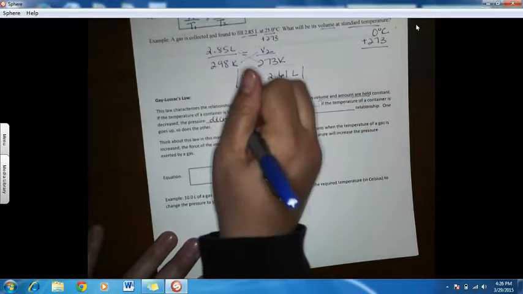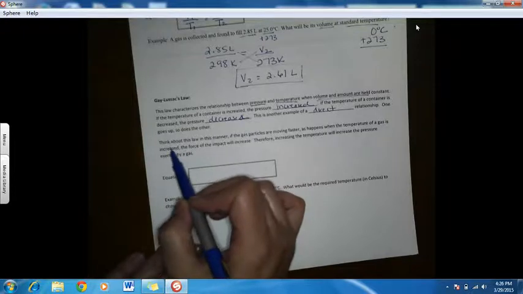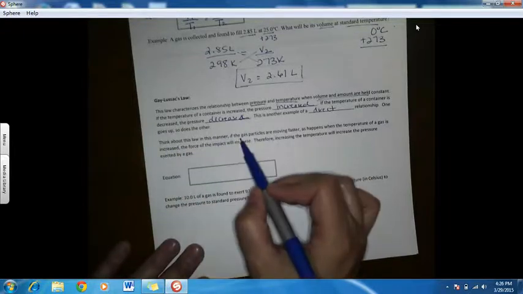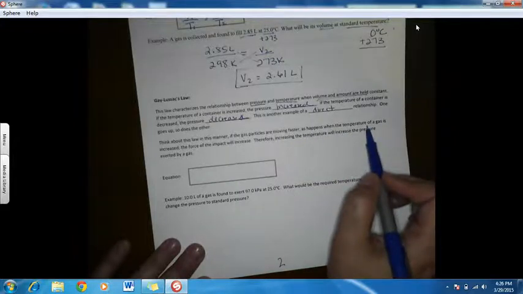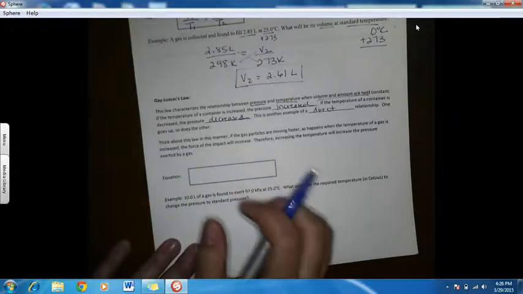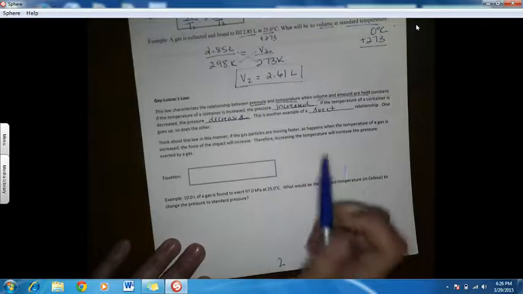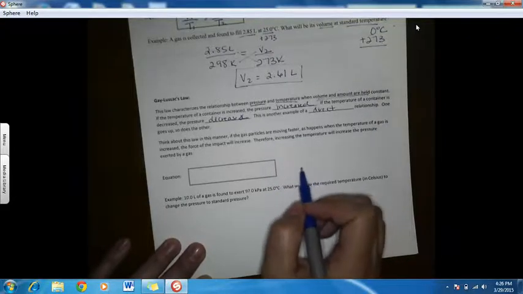Okay? And so this is another example of a direct relationship, where one goes up and so does the other. So if we think about this law, the gas particles are moving faster, and this is what happens when the temperature of the gas is increased. The force of impact will increase because they're moving more quickly. They're going to collide with more force, therefore having more pressure. And so the increase of temperature increases the pressure exerted by a gas.